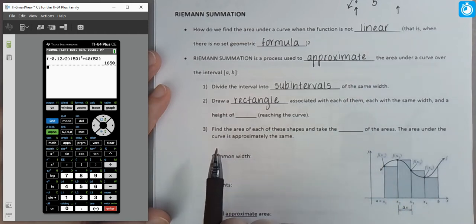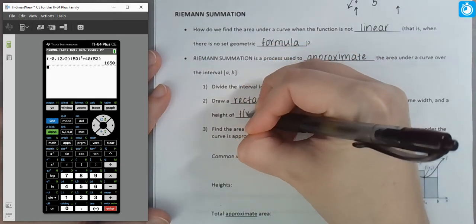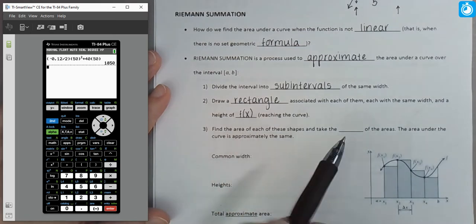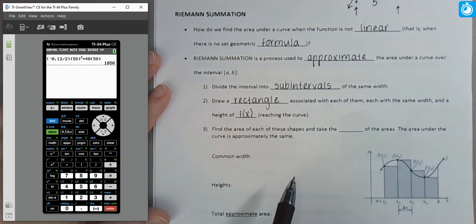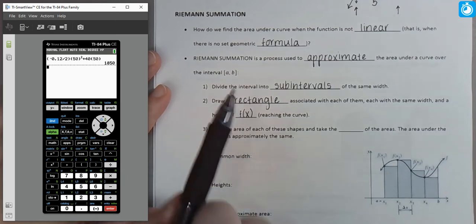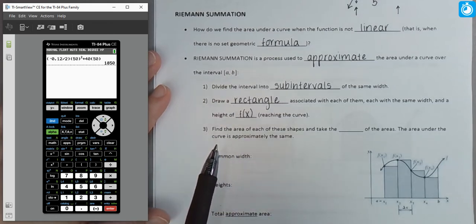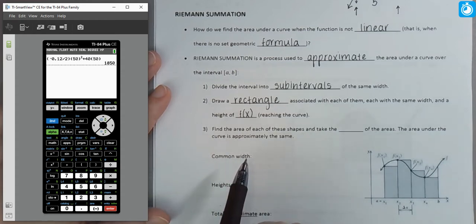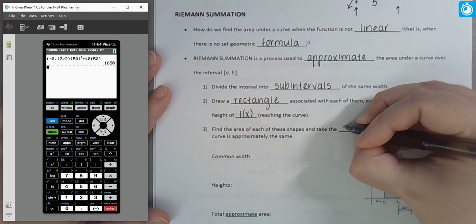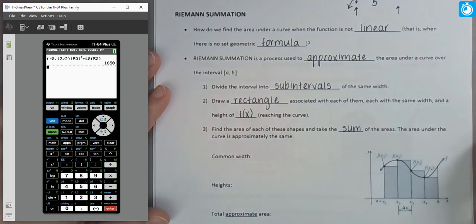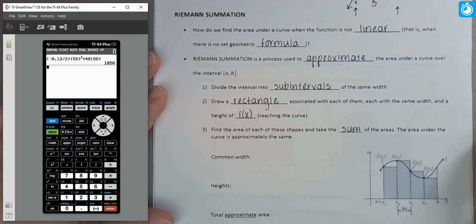The height for each rectangle is going to be f of x for whatever x value we've reached. In other words, the distance it would take to go from the x-axis up to the actual graph of the function. So we're going to draw rectangles that essentially span the interval from a to b, where the height of each rectangle is going to be the height that takes us up to the actual graph. And then we're going to find the area of each of these shapes. At this point, it's just a bunch of rectangles. So we're just finding the area of a bunch of individual rectangles. And then we're going to take the sum of these areas. Add them all up. Find the dimensions for each of them, take the area of each of them, and then add them up. And so once we add them up and get an approximation for that area, the area under the curve, what we actually want to approximate, is going to be roughly the same.